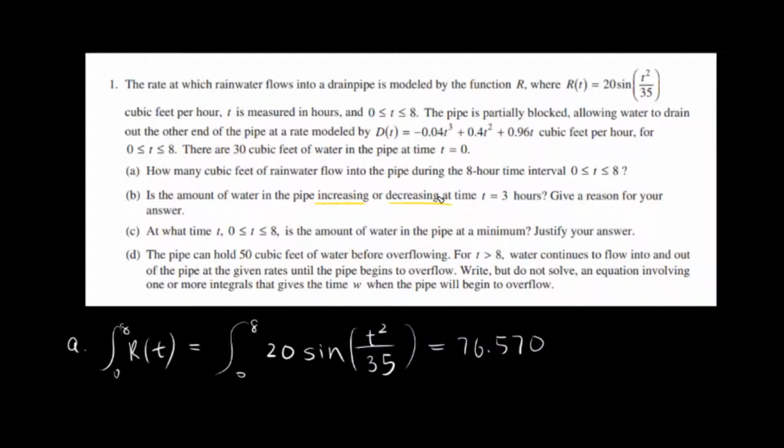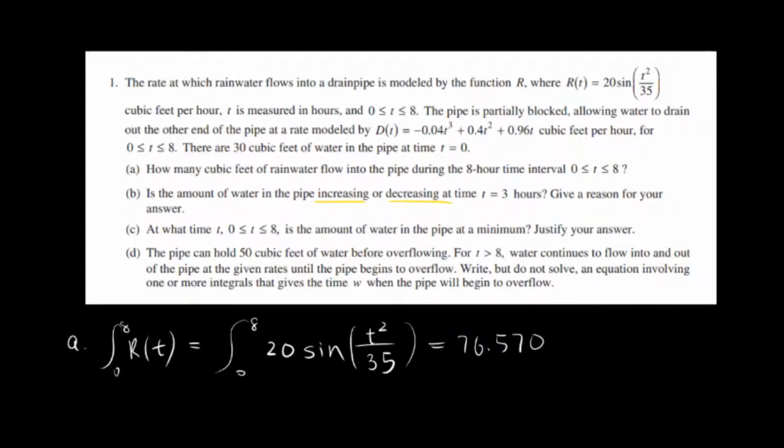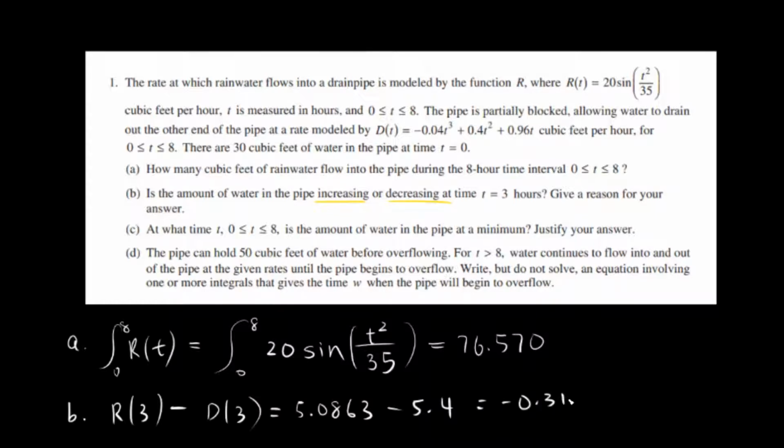Remember that our rates of change in this problem are modeled by r of t and d of t. So the net rate of change at time equals 3 would be r of 3, the amount of water being gained in that instant, subtracted by d of 3, the amount of water being drained at that instant. Using our calculators, we can approximate this as 5.0863 subtracted by 5.4, which is equal to around negative 0.314.